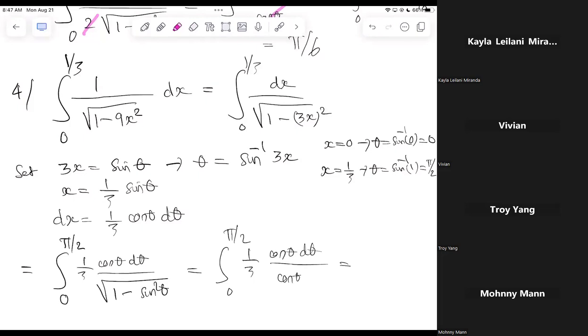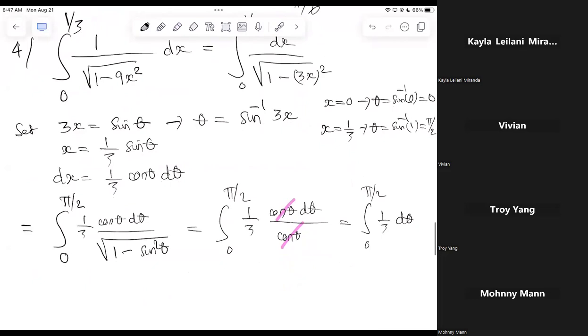Now it should become cosine theta, so I can cancel out this one. So I only have 1/3 d theta, right? So that one should become 1/3 theta. I evaluate from 0 to pi over 2. So it's just 1/3 times pi over 2, which is pi over 6.